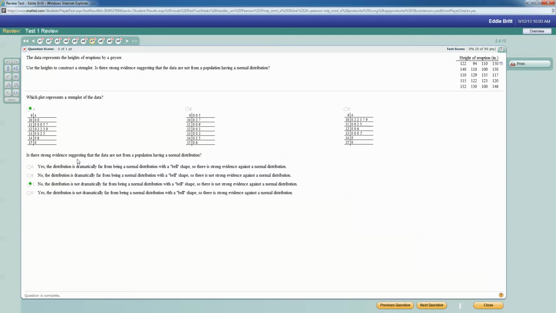Is there strong evidence that the data are not from a population having a normal distribution? No, there isn't, because you see how it starts off low and then it goes high and then back down low again. So there's not any evidence that suggests that it's not from a normal distribution. It suggests that it is from a normal distribution.